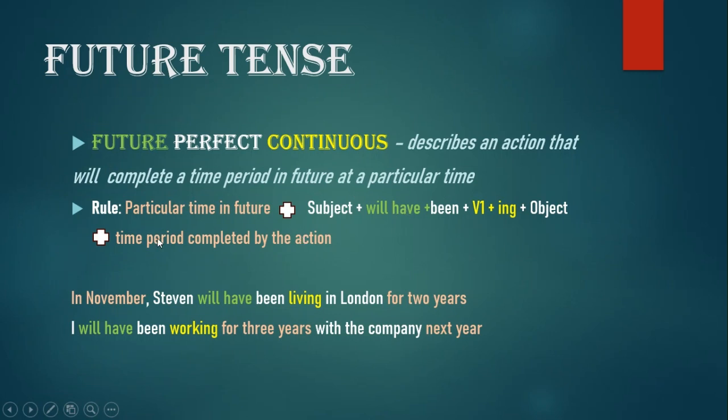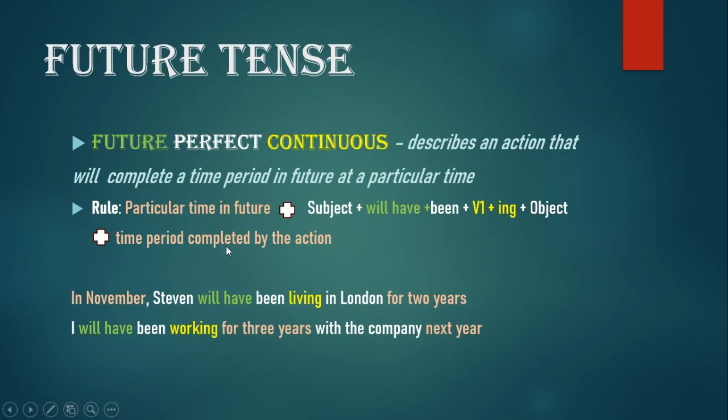So the rule goes like this. Now there are two additions here. If you remember in present and past tense also, the perfect continuous part had addition of time period or mention of time. Now in future perfect we have two additions. We will have, of course, the particular time in future. We will also have the time period that is completed by the action. Okay, now these may be interchangeable. The place may be interchangeable in the sentence.